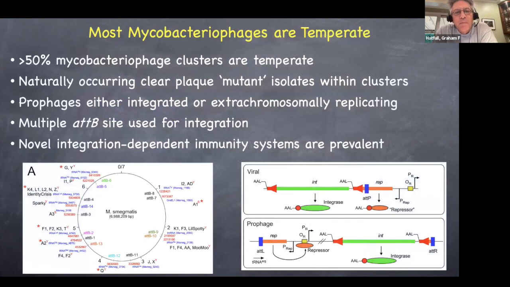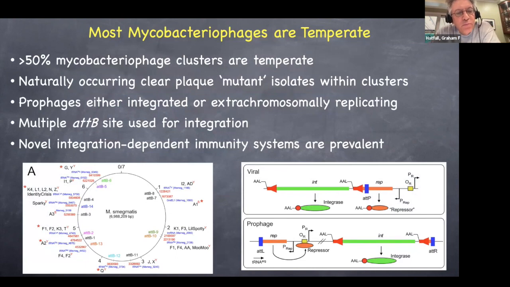Many, perhaps most Mycobacteriophages are temperate. If you just look at those major groups or clusters, more than 50% of them are temperate. So there are lots of lytic phages, but many, many temperate phages. And phages that are isolated that are lytic in those clusters, but also naturally what we would think of as naturally occurring clear plaque mutants, lytic phages within clusters that are otherwise temperate and therefore have been derived naturally from temperate parents.